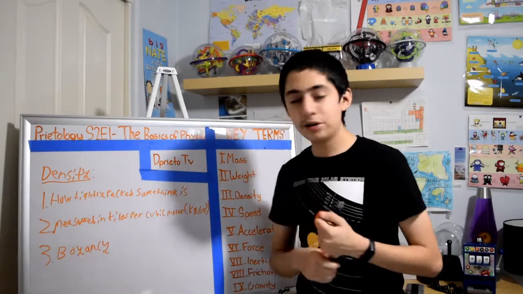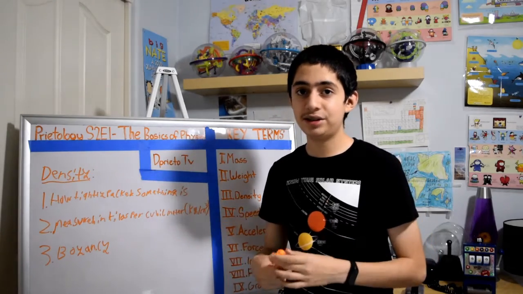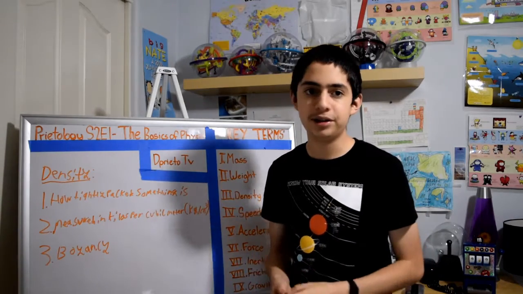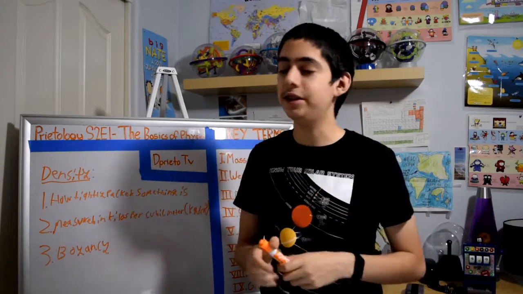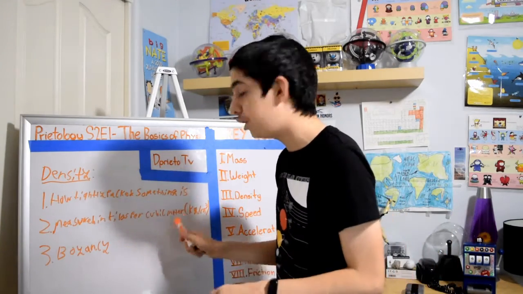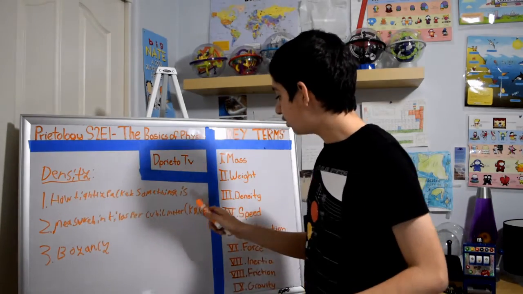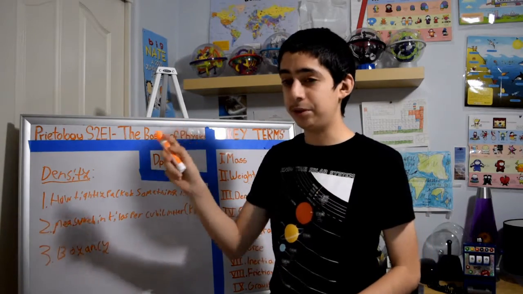Alright, so our third term is density. Density is how tightly packed a substance or an object is. So basically how tight the atoms are together. The more tightly packed something is, the more dense it is. And this is measured in, it's a big word, kilos per cubic meter, or lowercase kg per meter with an exponent 3 on top.